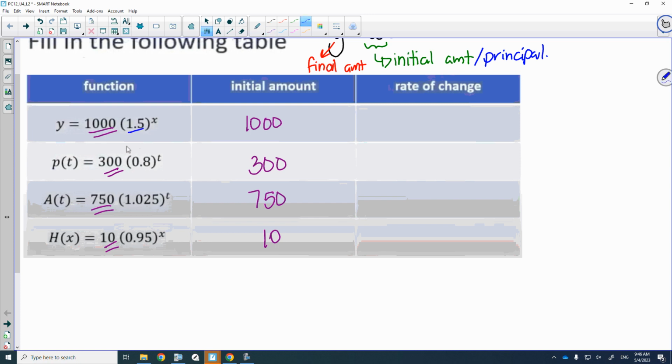The rate of change is either the growth or the decay. So if you take this number, and we'll just write it off to the side, 1.5, that as a percentage would be 150%. That would be 50% growth. Because remember, we always start at 100% and we're either going to grow or we're going to decay. So if we have a b value of 1.5, from 100%, that would be 50% growth.